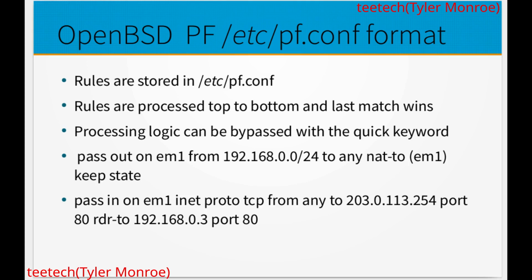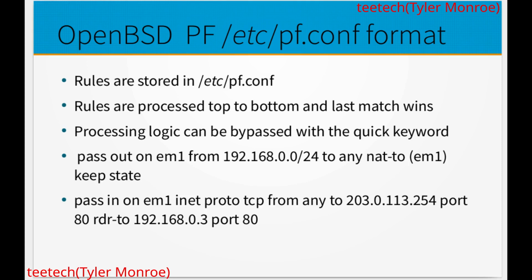The proto means the layer 4 protocol. In this case, it is TCP. Now, from, again, same thing, that's the source. It's any source because in this case, this is the WAN we're pretending. To the destination IP address, and this would be your WAN IP address on your WAN interface.